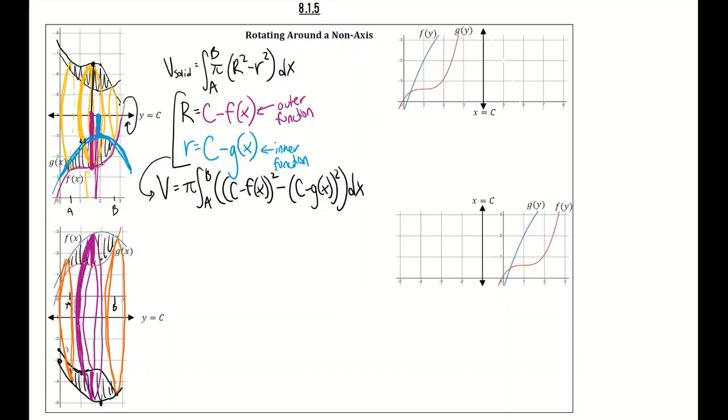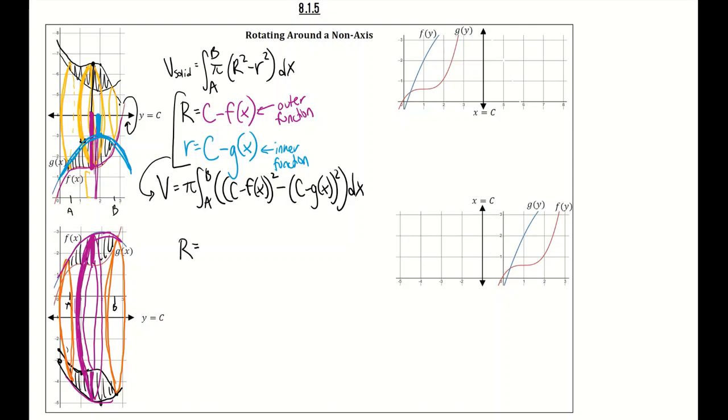The thickness of that washer is still going to be dx. So you kind of have this bowl-looking thing on the outside with the vase on the inside. All right, so it's still going to be pi times big R squared minus little r squared times the thickness. So I'm going to set up my big R.